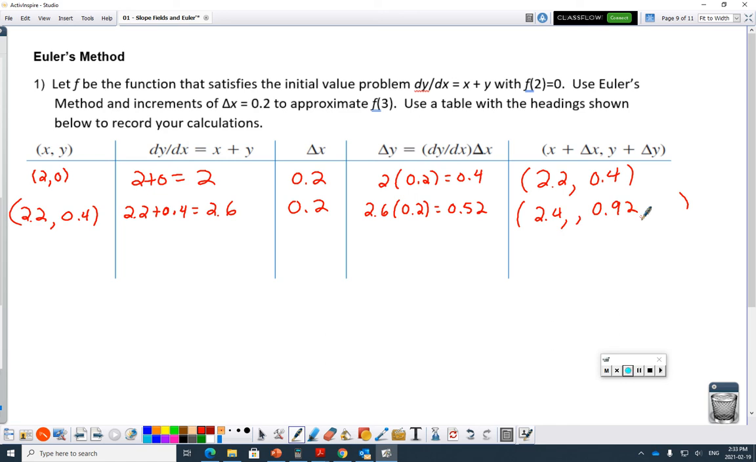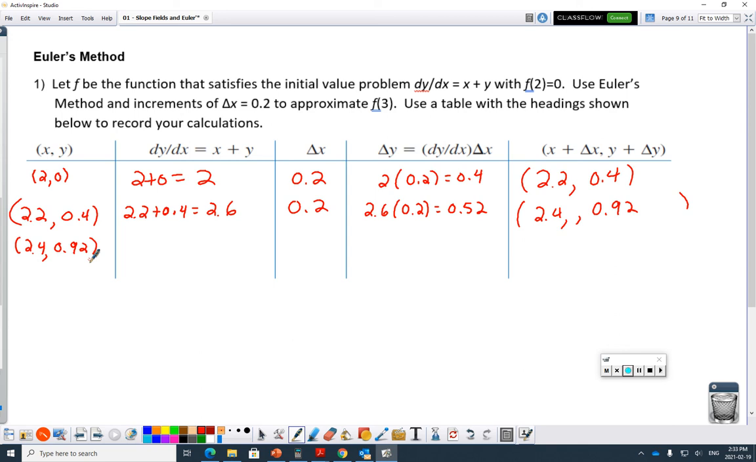Where are those numbers coming from? 2.2 is where I started. Go over by 0.2 to get to 2.4. Go up by 0.52 to get to 0.92. Go again. Now, apparently, my estimation of where we will be is 2.4 comma 0.92. I put that over here. 2.4 comma 0.92.